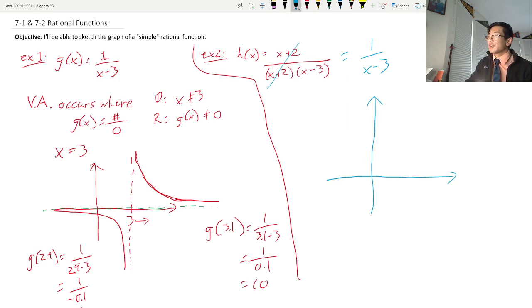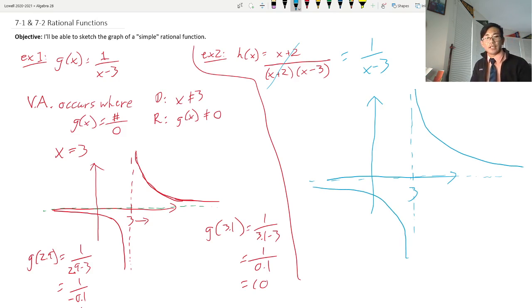Check this out. We're at 3 right here, so there's our vertical asymptote. Likewise, we'll have a horizontal one right there, and we're going to look something like that. Okay, here's the funky thing. This is actually almost true. So let's try plugging in some values.